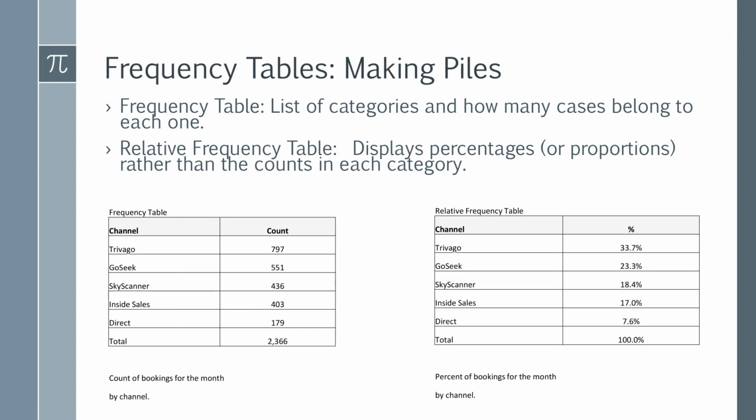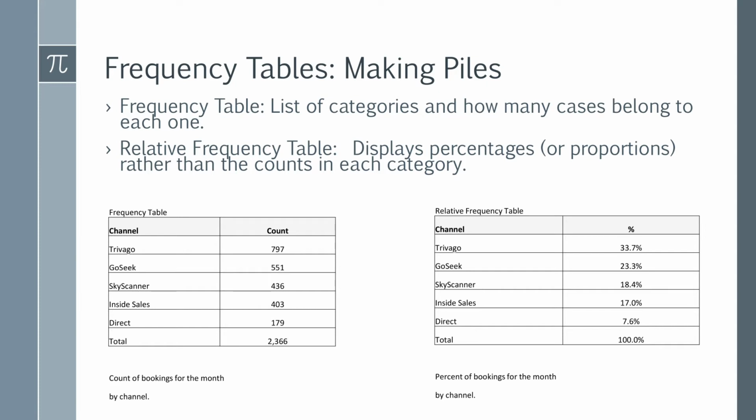So next we have frequency tables and relative frequency tables. A frequency table is a list of categories and how many cases belong to each one. A relative frequency table displays percentages or proportions rather than the counts in each category. So let's look at the table on the left. The table on the left is a frequency table, and this table represents a count of hotel bookings on a website and where that traffic came from to complete that booking.